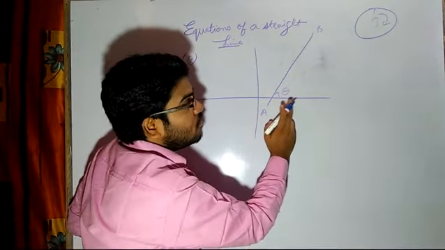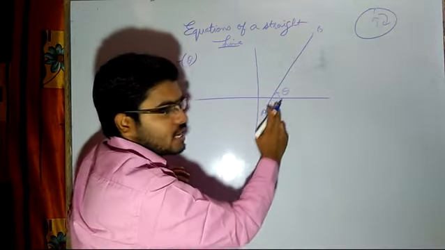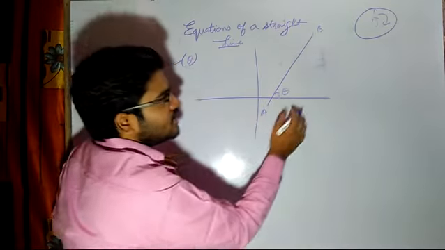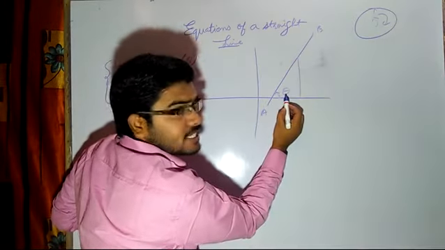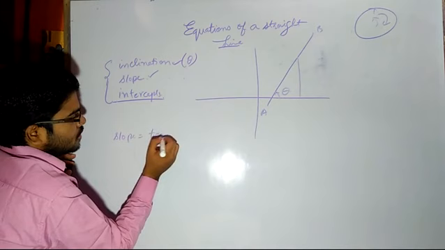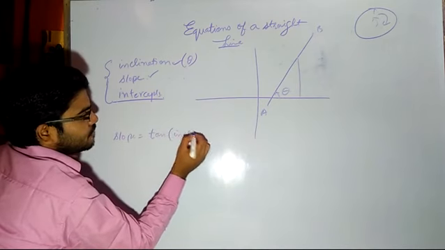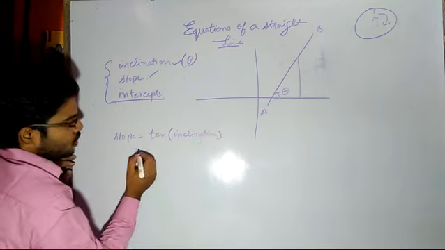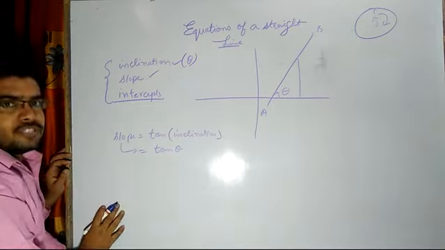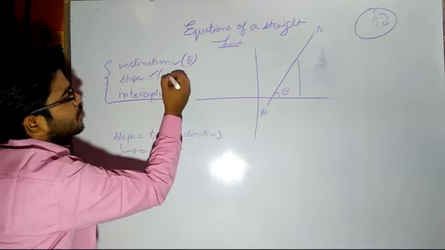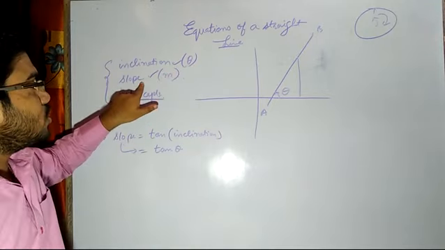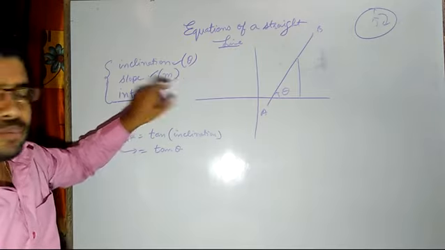So what is the inclination of this line AB? The inclination of this line AB is theta. Now what is the slope? The slope is the tan of inclination. That means slope is equal to tan of inclination. Here inclination is theta, so slope is tan of theta. This slope is denoted by small m, like inclination is denoted by theta.